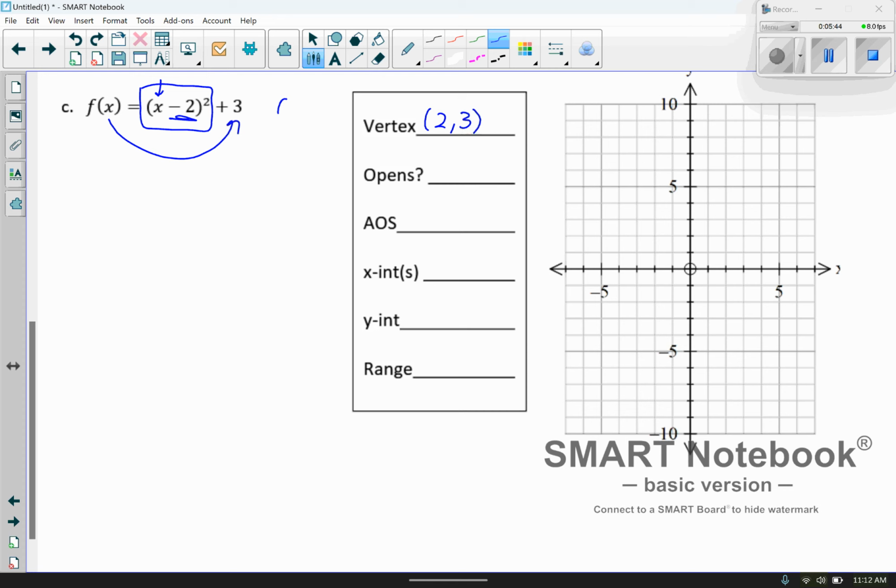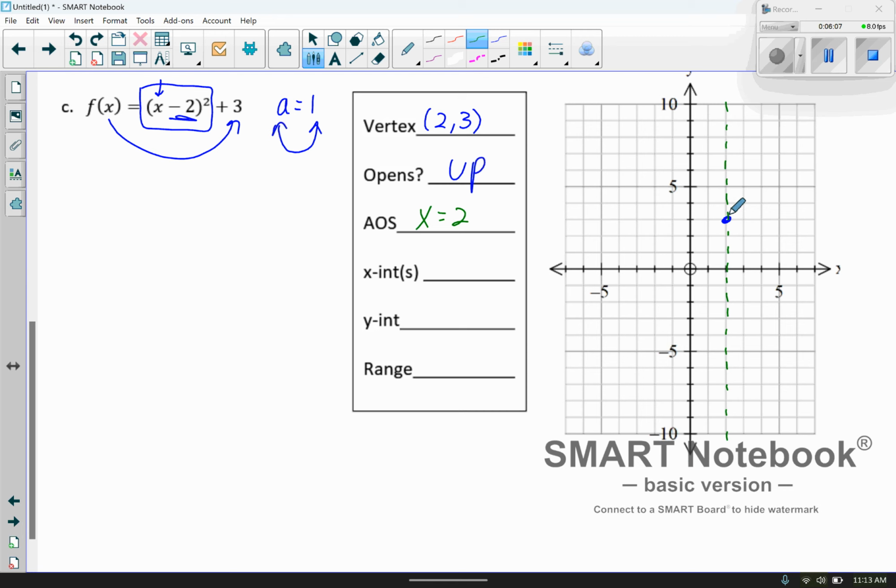Okay, my a value in this case is going to be a 1. So that means I'm going to open up. Interesting. So my vertex is at over 2, up 3, and I'm going to open up. Well, the axis of symmetry is going to be at x equals 2. It's always x equals the x value from the vertex.